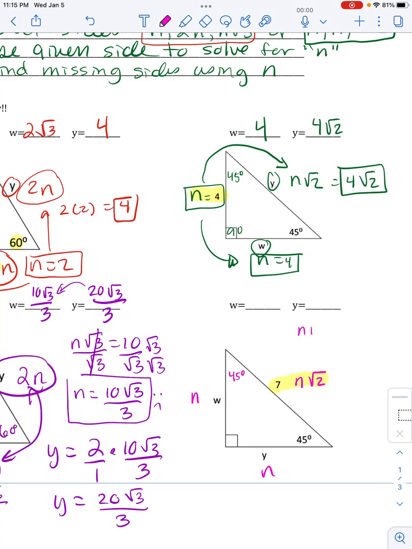Because I need to solve for n, and I currently have n root 2 equals 7. So I need the n alone. So I need to divide by the root 2. That seems easy enough until now, because now I have to rationalize it. So finally I find out that n will have a value of 7 root 2 over regular 2. But that's actually pretty good news, because that means this side has that value because it's an n, and this side has that same value because it's an n.